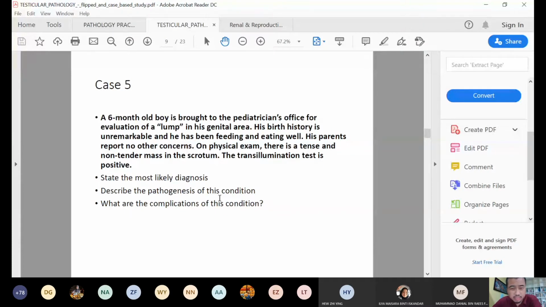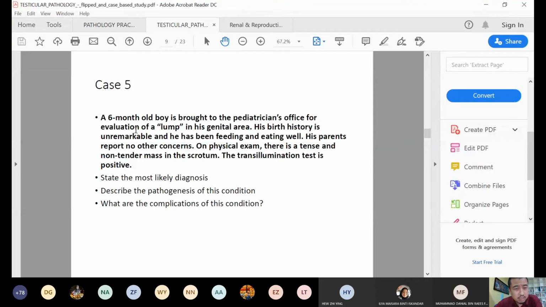The trans-illumination test is where you shine a light at the scrotum, and if the light passes through, it's positive. It indicates that there is fluid around the testis. So this is a case of hydrocele.